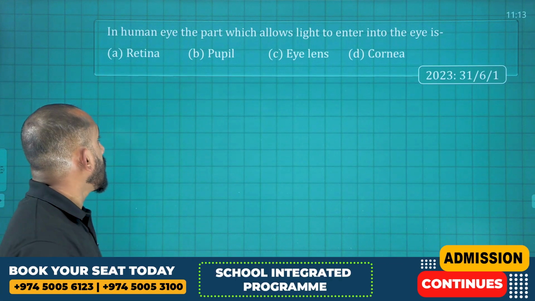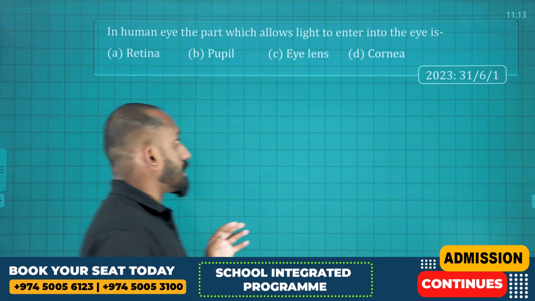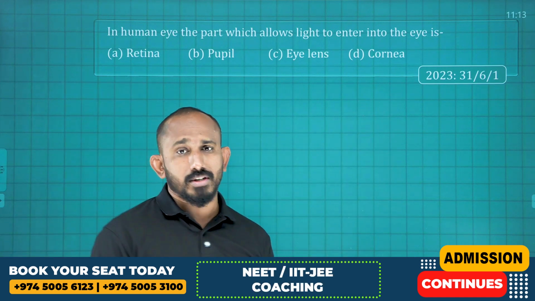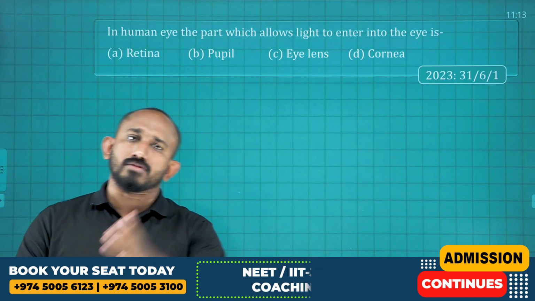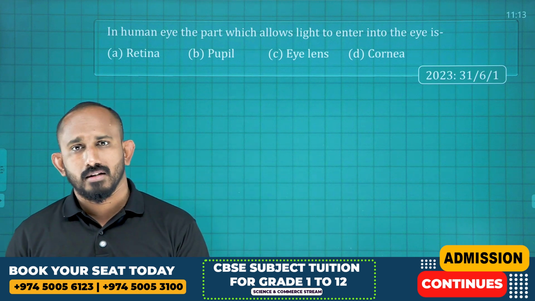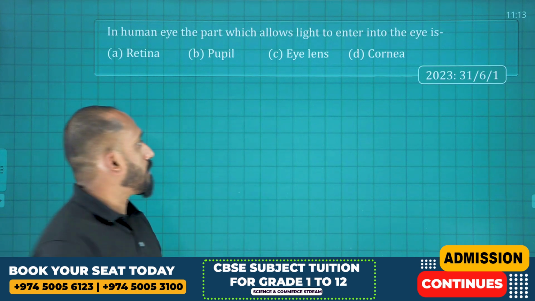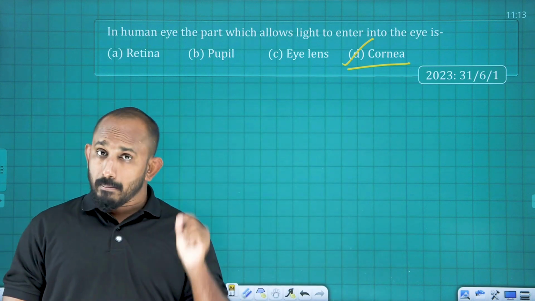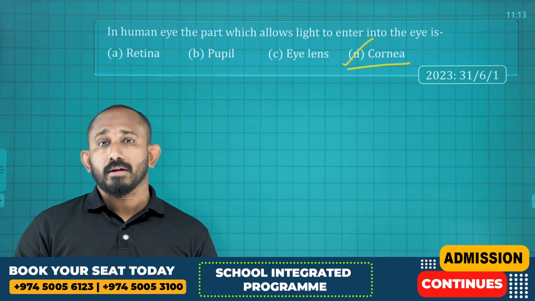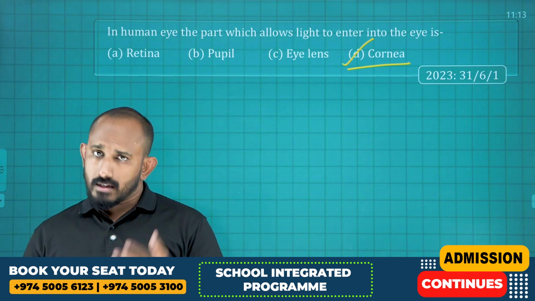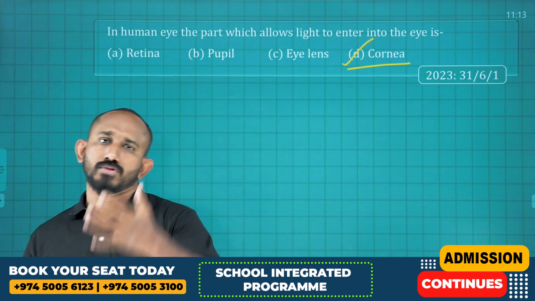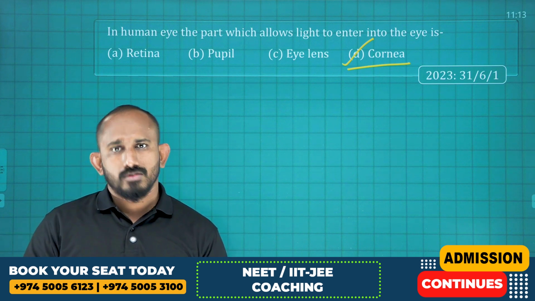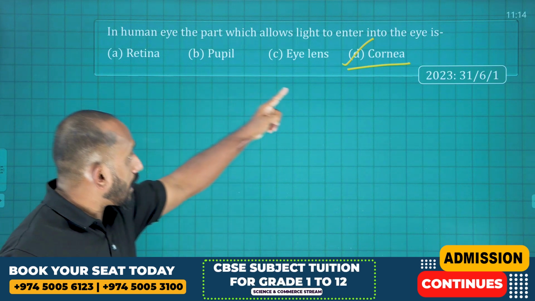In the human eye, the part which allows light to enter the eye, is another simple question. It's a 2023 question. Which part allows light to pass through and enter? That's the first part. What is that? It's nothing but the cornea. This is the answer. The cornea is a transparent membrane. If the transparency decreases, then aged people feel difficulty seeing objects. Blurred images will be there, and light won't enter sufficiently. So the cornea is the part which allows light to enter the eye.